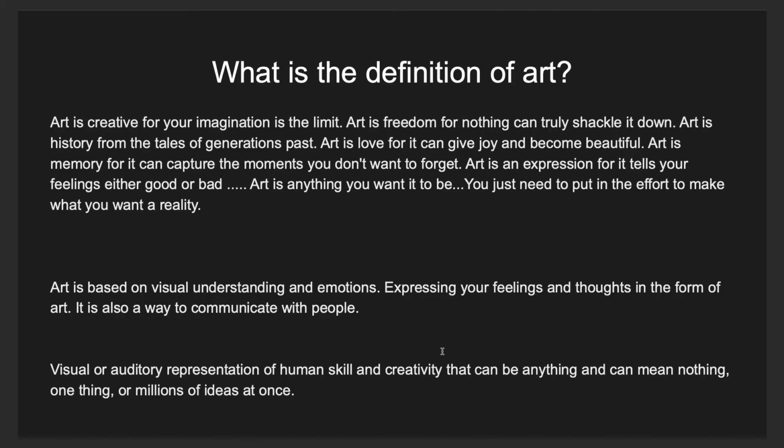These other 2 are rather straightforward, but I thought that they were concise and to the point, and I really liked them. Art is based on visual understanding and emotions, expressing your feelings and thoughts in the form of art. It is also a way to communicate with people. And then, visual or auditory representation of human skill and creativity that can be anything and can mean nothing, one thing, or millions of ideas at once. I think that is very well put. I really appreciated that definition.